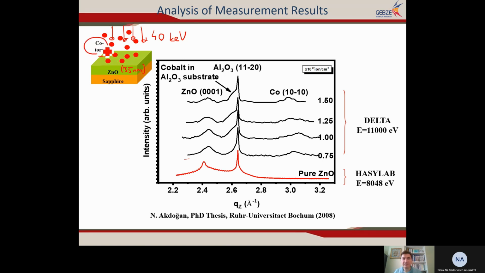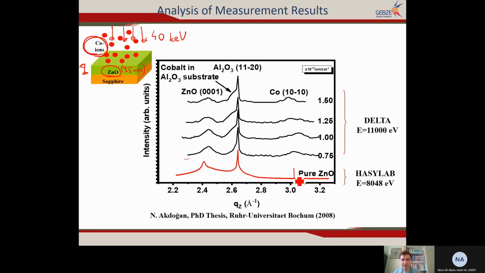Since these cobalt ions are very energetic, they can go deep into the zinc oxide and they can penetrate into the sapphire or not. It depends on the thickness of the zinc oxide layer and also on the properties of the zinc oxide. So I would like to learn what happened to the zinc oxide after cobalt ion doping, cobalt ion implantation. First of all, I have material without any cobalt ions.